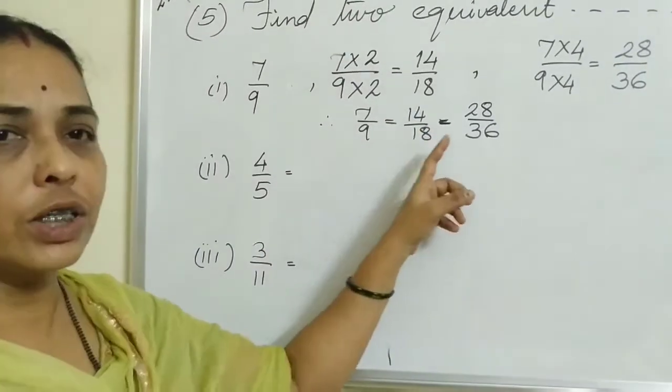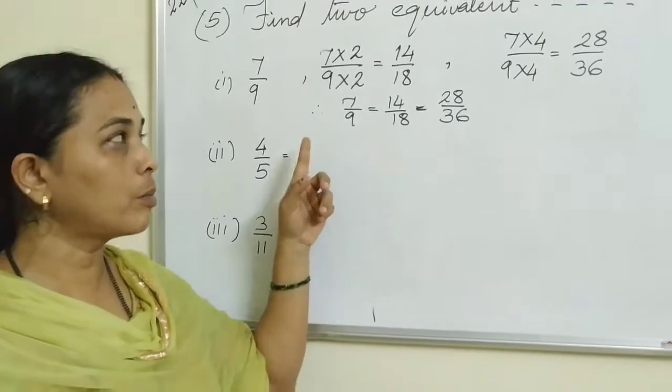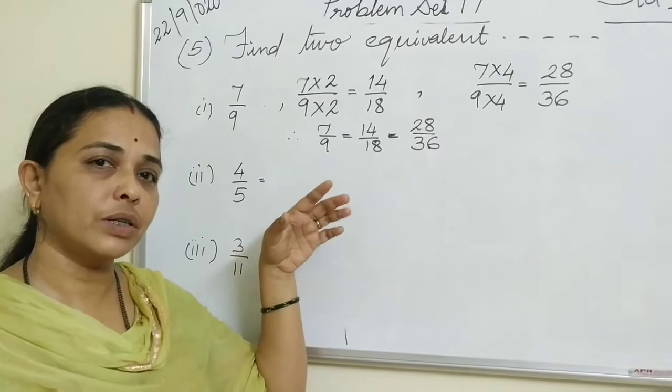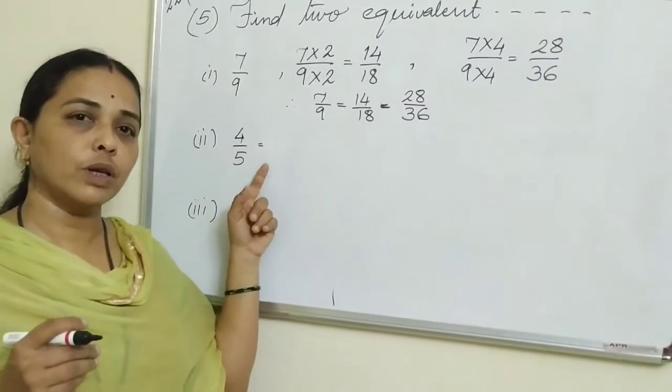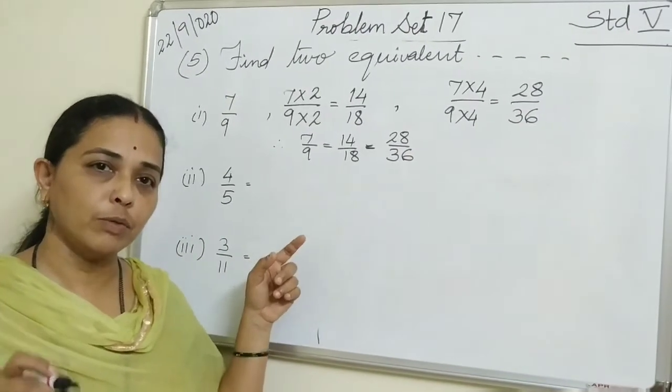Okay, two fractions we have got. Same way you will solve this. Multiply this numerator and denominator by any same number. Not necessary by 2, not necessary by 3. You can multiply it by any number of your choice. Okay, and find out the answer. Complete the problem set 17 in your CW book. Okay.